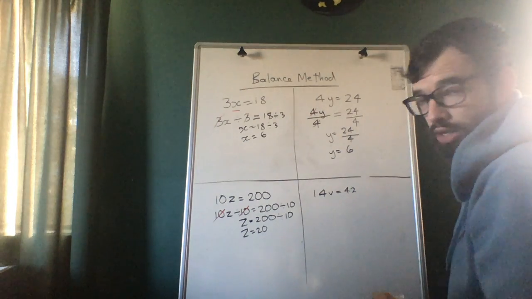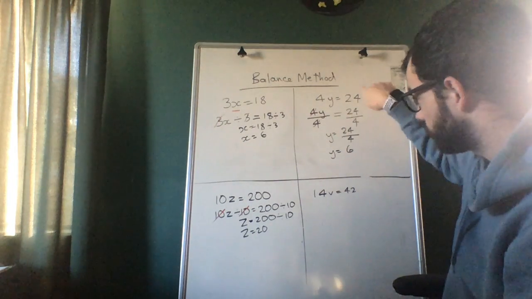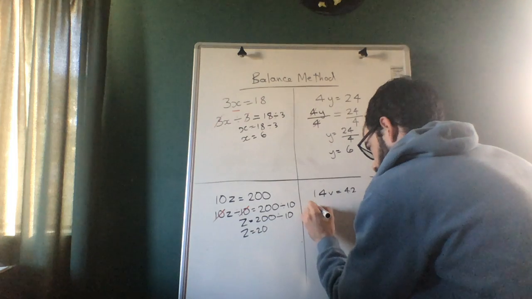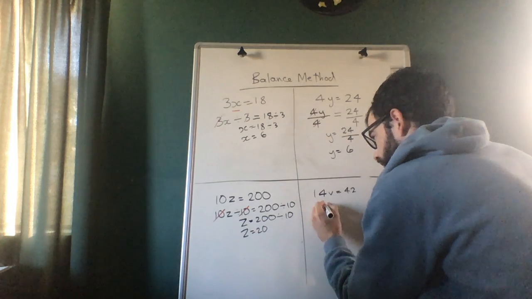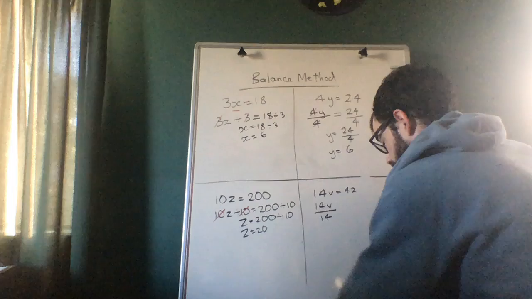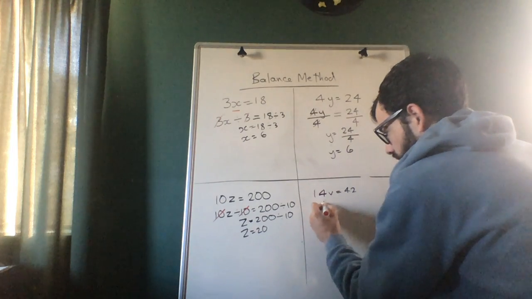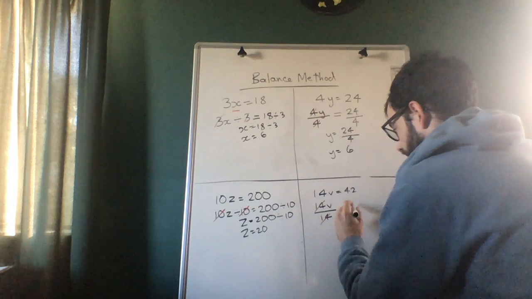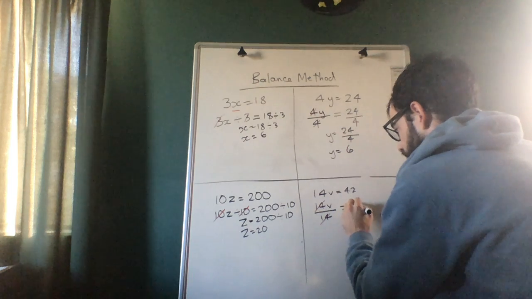And the last one, I'm going to go back to the way it looks like a fraction, just so I can remind you of that. So 14v, we want to get the v by itself, so we've got to get rid of the 14. We divide by 14. And what's going to happen? Cancel, cancel. What you do to one side, you have to do to the other.